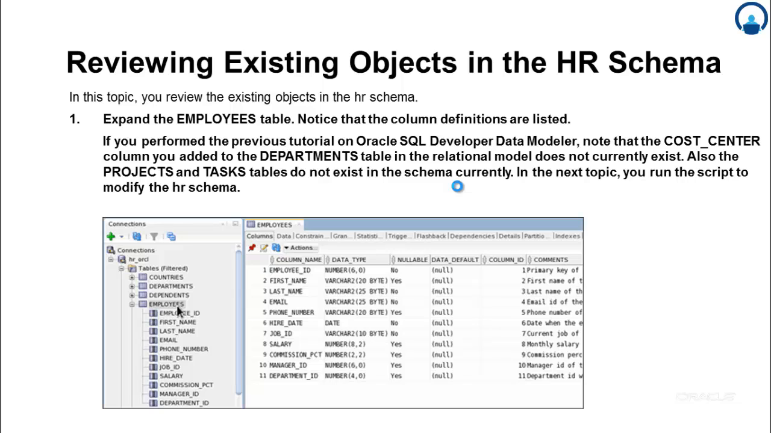Reviewing the existing objects in the HR schema. In this topic, you review the existing objects in the HR schema. Expand the Employees table. Notice the column definitions are listed. If you have performed the previous tutorial on Oracle SQL Developer Data Modeler, note that the cost center column you added to the Departments table in the relational model does not exist. Also, the Projects and Tasks tables do not exist in the schema currently. This is because the data definition language DDL script has not yet been executed. You have just created the DDL script in the previous tutorial on Data Modeler and saved it. In the next topic, you will run the script to modify the HR schema.